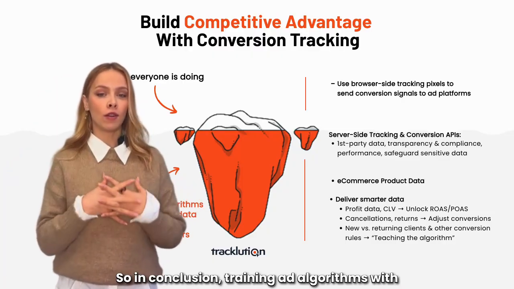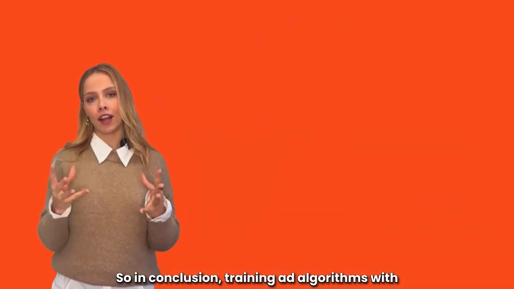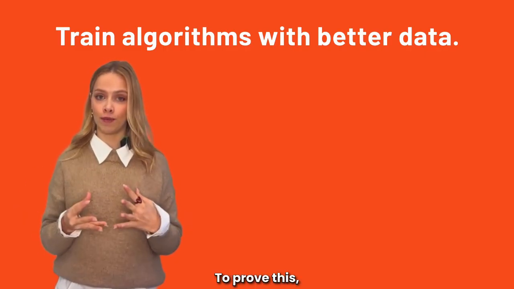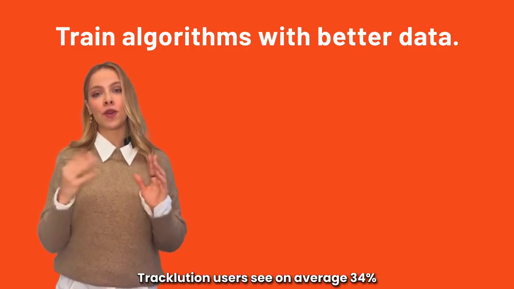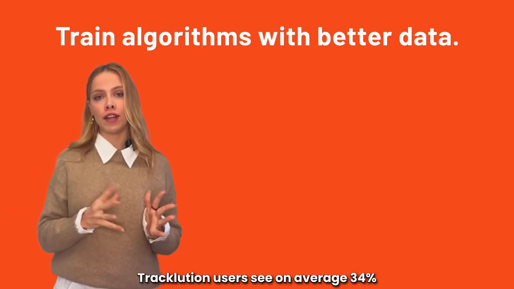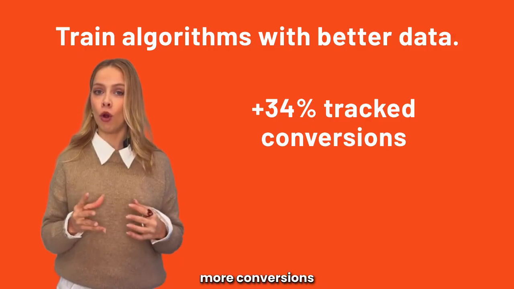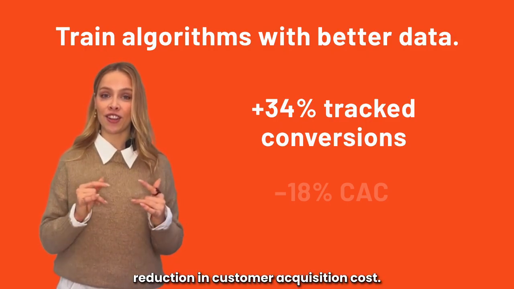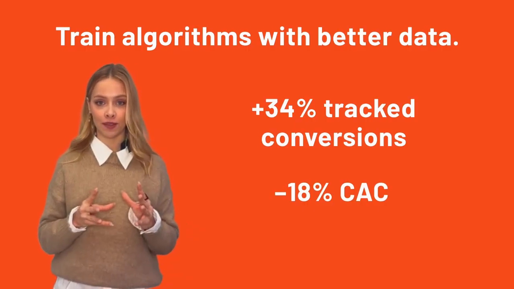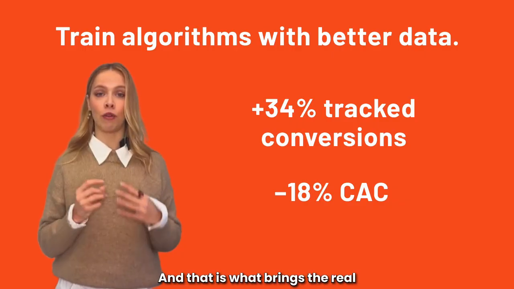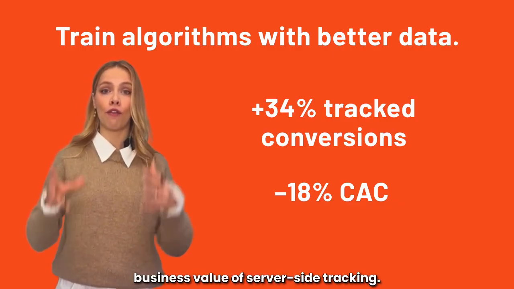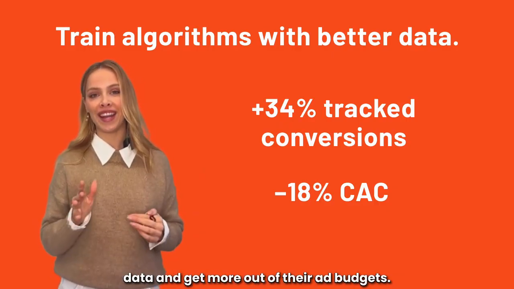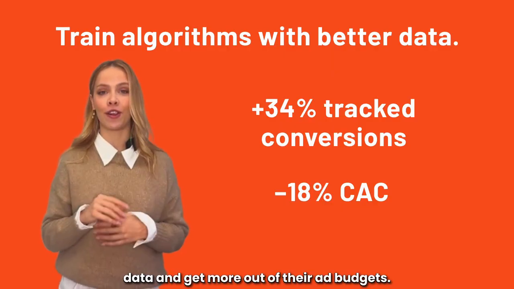So, in conclusion, training ad algorithms with good quality data is crucial. To prove this, Tracklution users see on average 34% more conversions, resulting in an 18% reduction in customer acquisition cost. And that is what brings the real business value of server-side tracking. Those who seize the opportunity gain better data and get more out of their ad budgets.